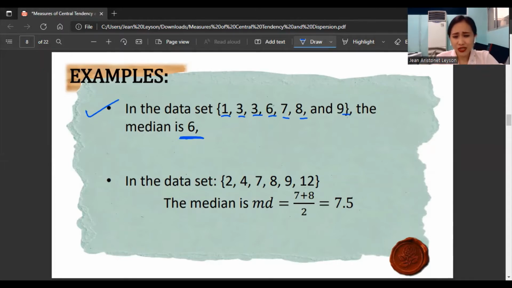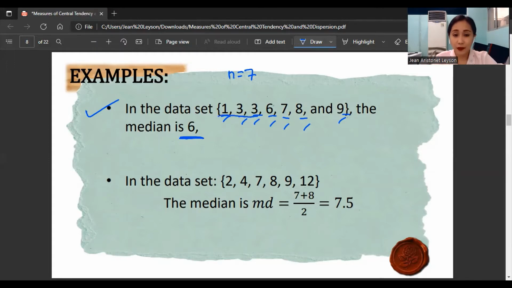Now, try to count how many numbers there are. So there are 1, 2, 3, 4, 5, 6, 7. If the data set contains an odd number of data, since n is 7, there are 7 numbers, it's easy to get the median.